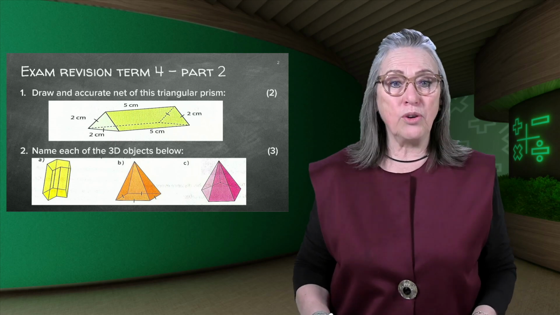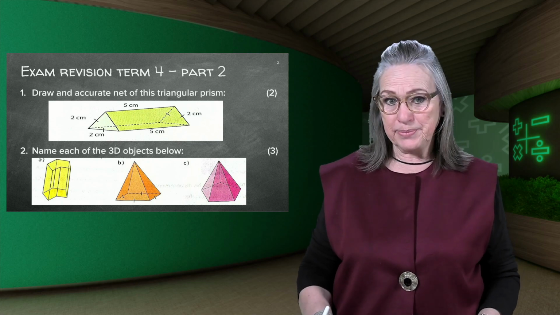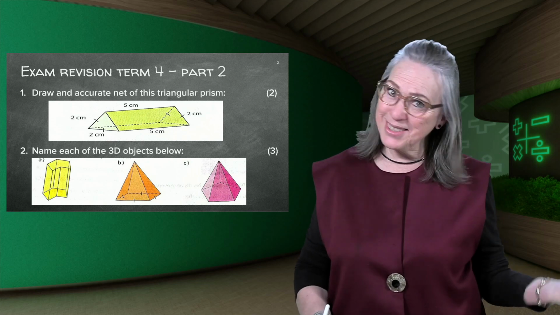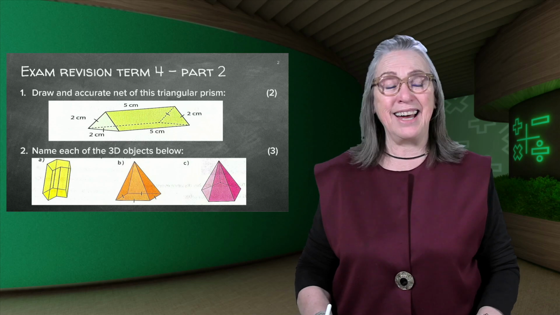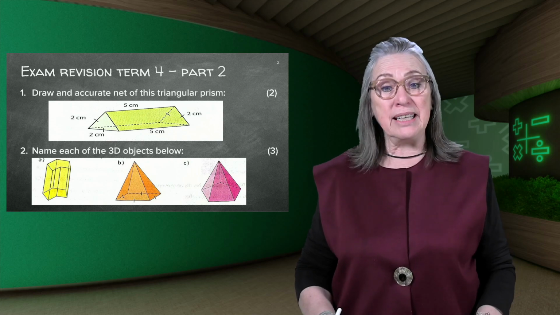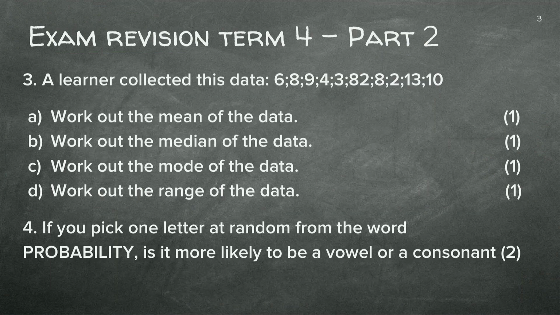So they ask us to draw an accurate net of this triangular prism. Now, if you cannot remember, you know what to do? Yes, and then this is an easy one. Name each of the 3D objects below. Also, I think you will find that easy.